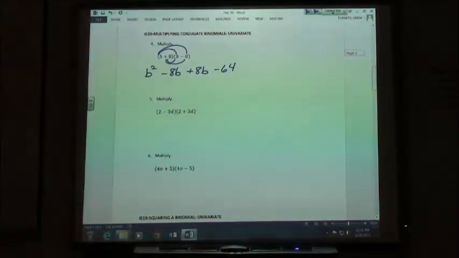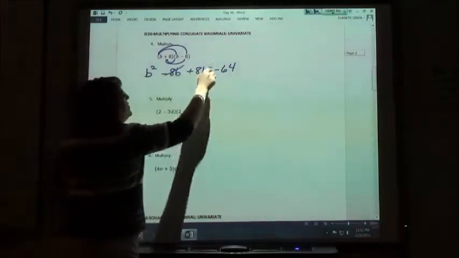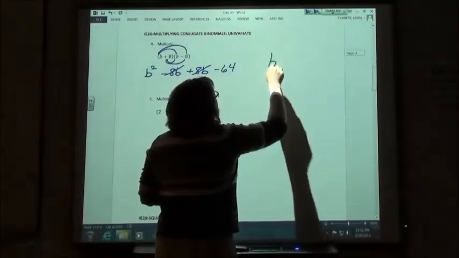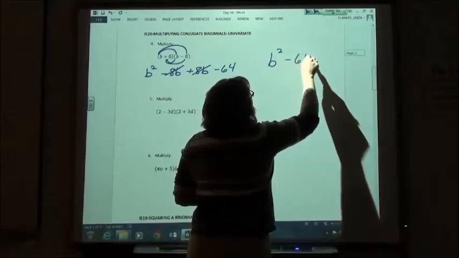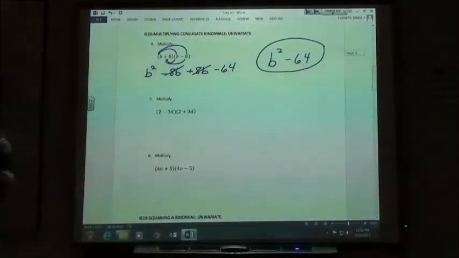Now, if you look at them two middle terms, when you combine them, they're opposites, right? So they're going to cancel out, so what we're going to end up with is b squared minus 64. They call that the difference of perfect squares, because b squared is a perfect square and 64 is also a perfect square. Difference means you're subtracting the two things.